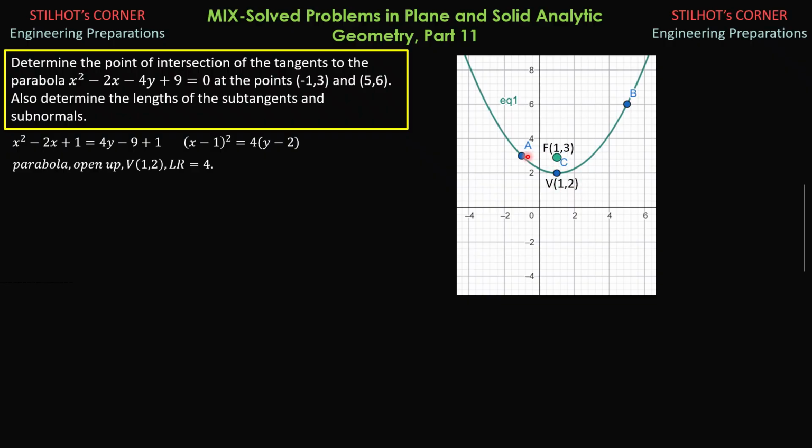Then we move to the left and to the right to locate the ends of the latus rectum. To the left, 2 units, half of 4. So 1 minus 2 is -1. Therefore, this left end is (-1, 3). And the right end is 1 plus 2, 3, so (3, 3). So these are the three important points so that we can sketch this parabola smoothly. Then we already verified that when x is 5, y is 6.